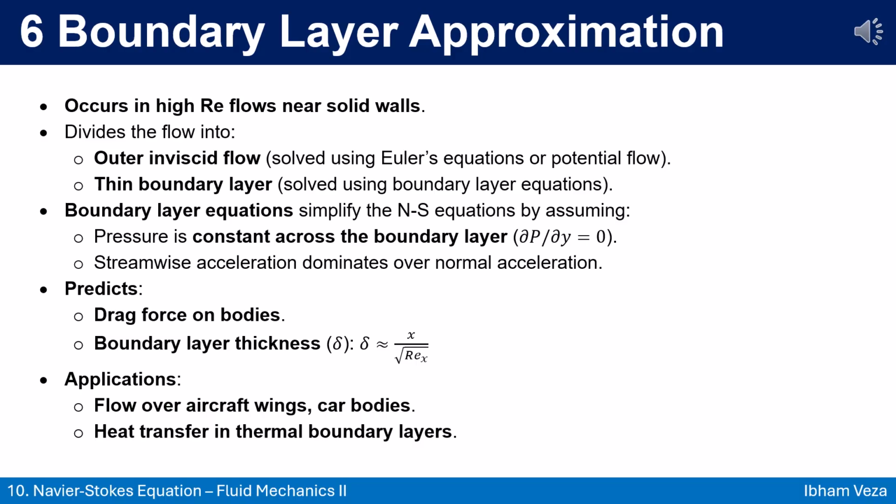The boundary layer approximation tells us a lot. It helps us estimate drag on objects, predict boundary layer thickness, and calculate heat transfer near walls. A classic estimate gives delta approximately x over the square root of Re_x, showing that the boundary layer grows downstream but remains thin. This approximation is essential in engineering. Whether you're designing an airplane wing, a race car, or a heat exchanger, understanding boundary layers is critical. They may be thin, but their impact is massive.